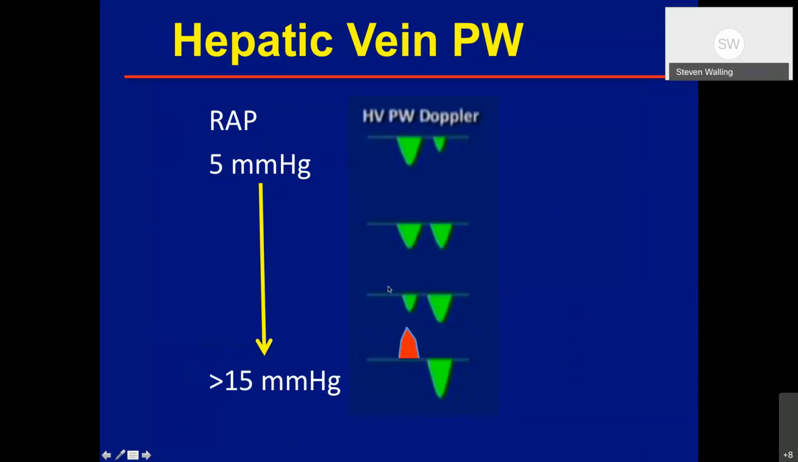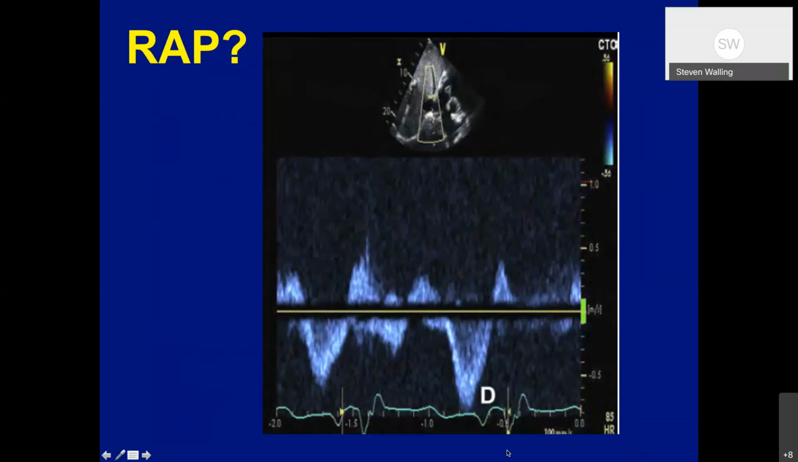And with the increase of RA pressure, you can see the jet is more shifted toward the right, and this becomes tiny. And when it goes up above 15, you can see the reverse flow. So that's what we look at in the hepatic vein in this setting, for example. And what is the estimated RA pressure here, just based on this view? You know this is the QRS, and this is the systole, and this is tiny.